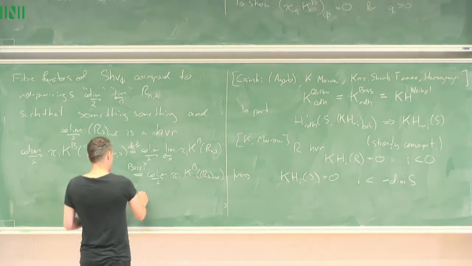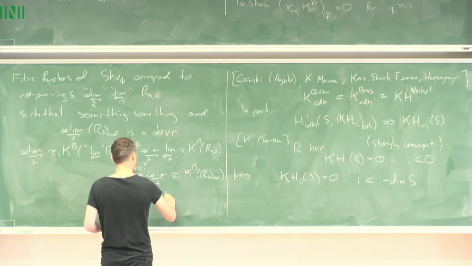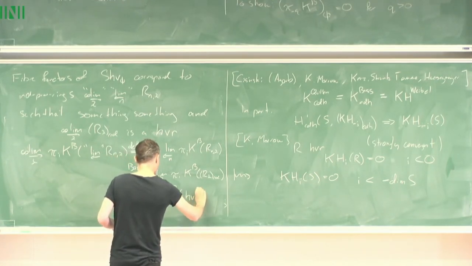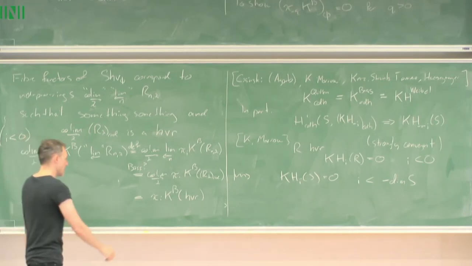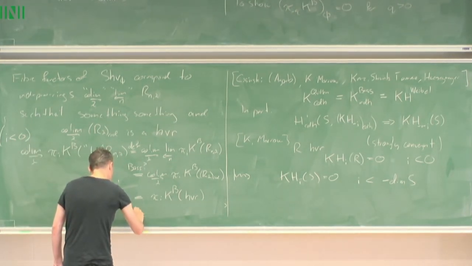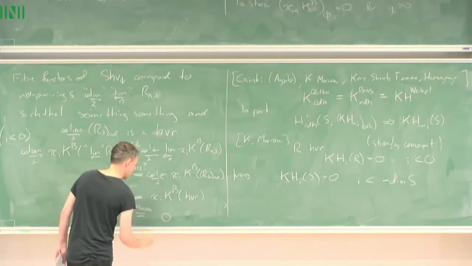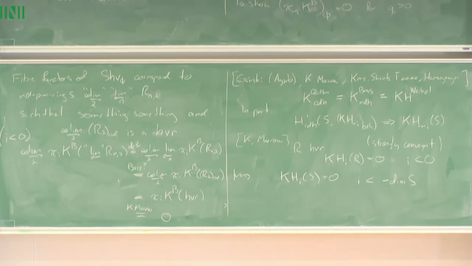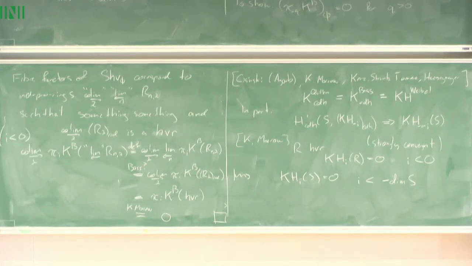But now we have a Hensel valuation ring. So this is pi_i KB of some Hensel valuation ring, where i is less than zero. And Matthew proved in our paper that this is zero. So that's some of what we have so far.